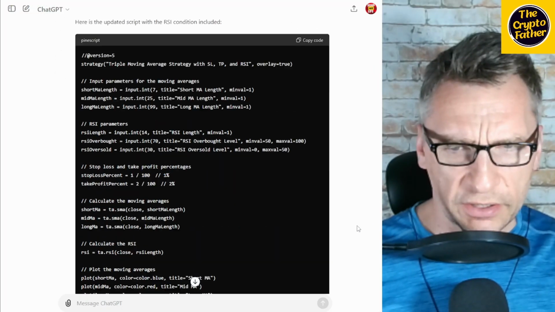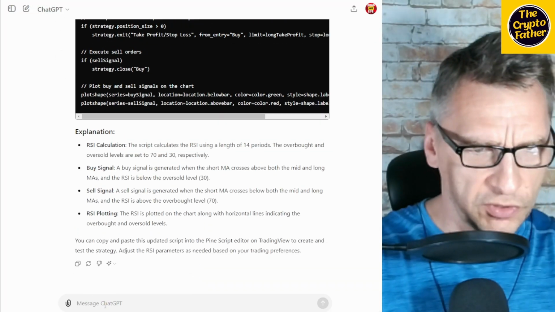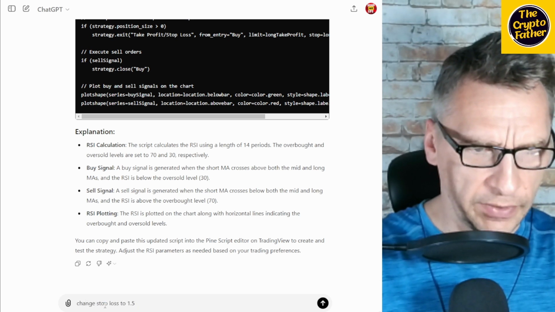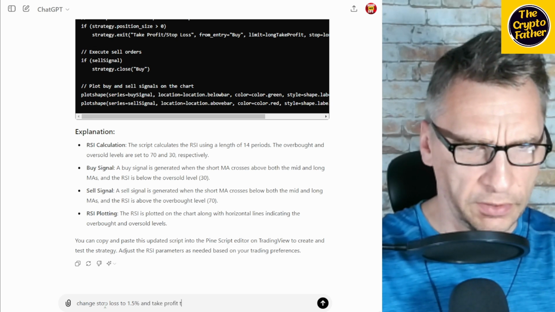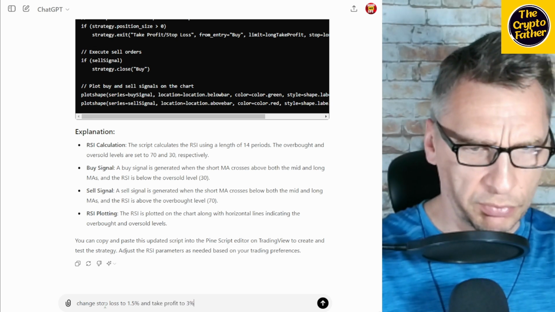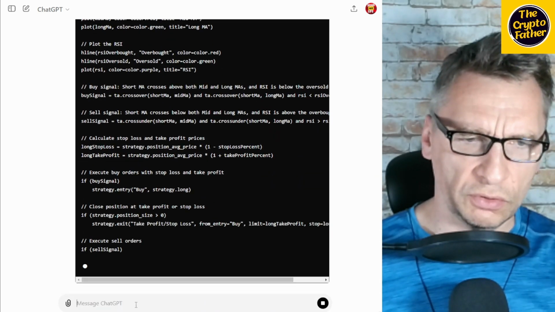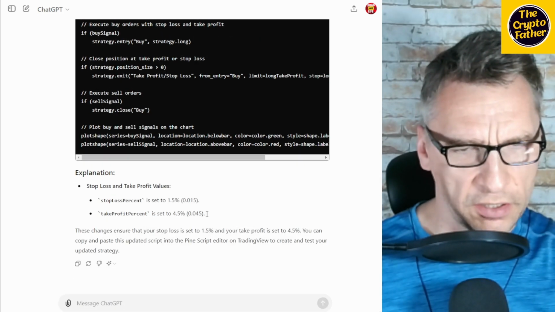I would like to adjust the take profit, so stop loss and take profit. So maybe change to 1.5% and take profit to, let's say, 3%. 3% is a bit of a, maybe 4.5%. So twice as much. So let's do, okay, so the explanation is said here for the profits.